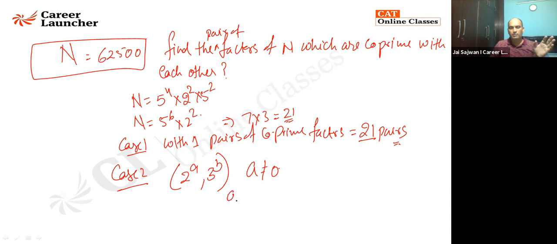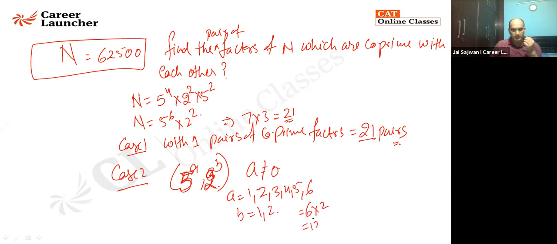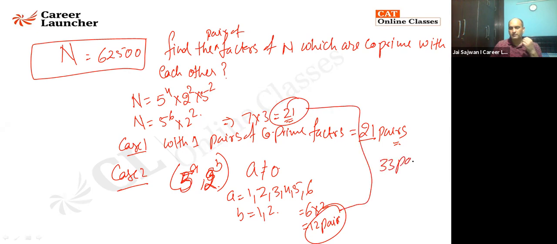So I'll say, what are the possible values of A? I can say, sorry, this is 5 and this one is 2. So the possible value of A is 1, 2, 3, 4, 5, 6. And the possible value of B is 1 and 2. Can I say it is 6 2s are 12 pairs are there? So 12 pairs plus 21 pairs, the summation of them will come out to be how much? 33 pairs are there. Again, I am not asking about the product of the two numbers to be n.